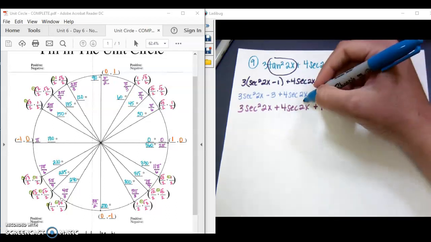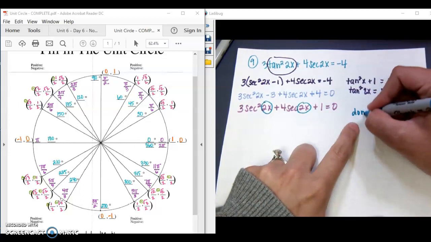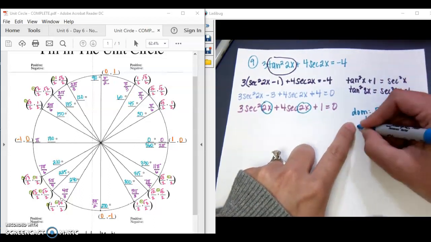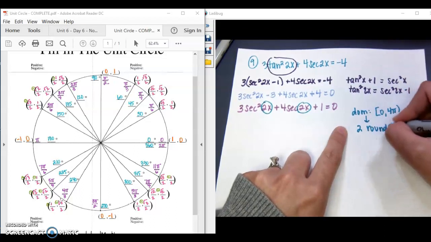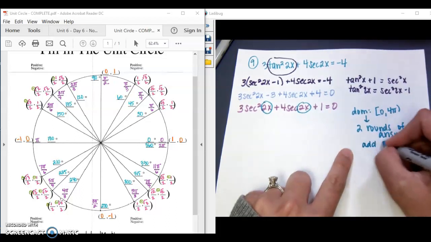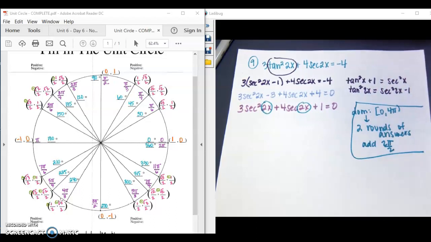But before I do that, just so we don't forget, we do have these 2x's. So we are going to have to adjust our domain and make it from 0 to 4 pi, which means we're going to have 2 rounds of answers. And we're going to be adding 2 pi over 2 because it was 2x. So I have to keep that in mind.